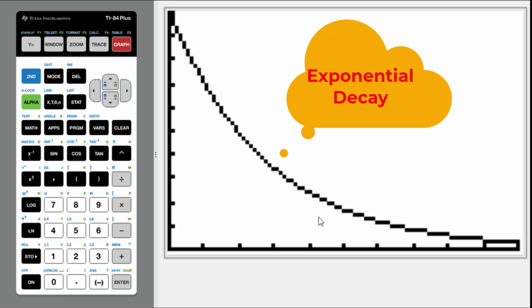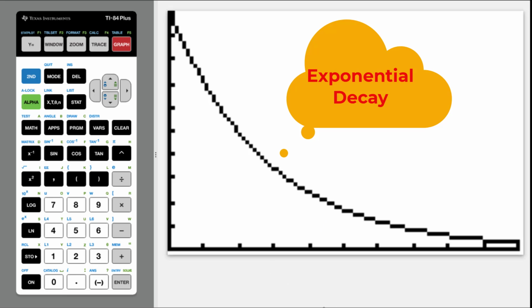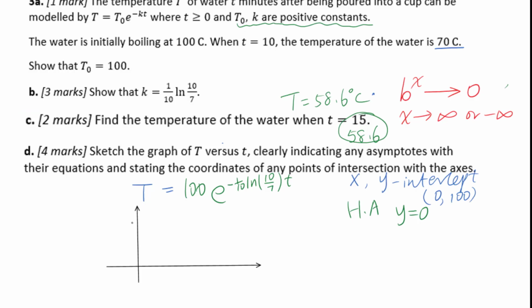Now we can sketch the graph on paper. This axis is temperature, and this one is time. Here is (0, 100). Then the curve will be like this, because this is an exponential function. Don't forget y equals 0 as a horizontal asymptote line.